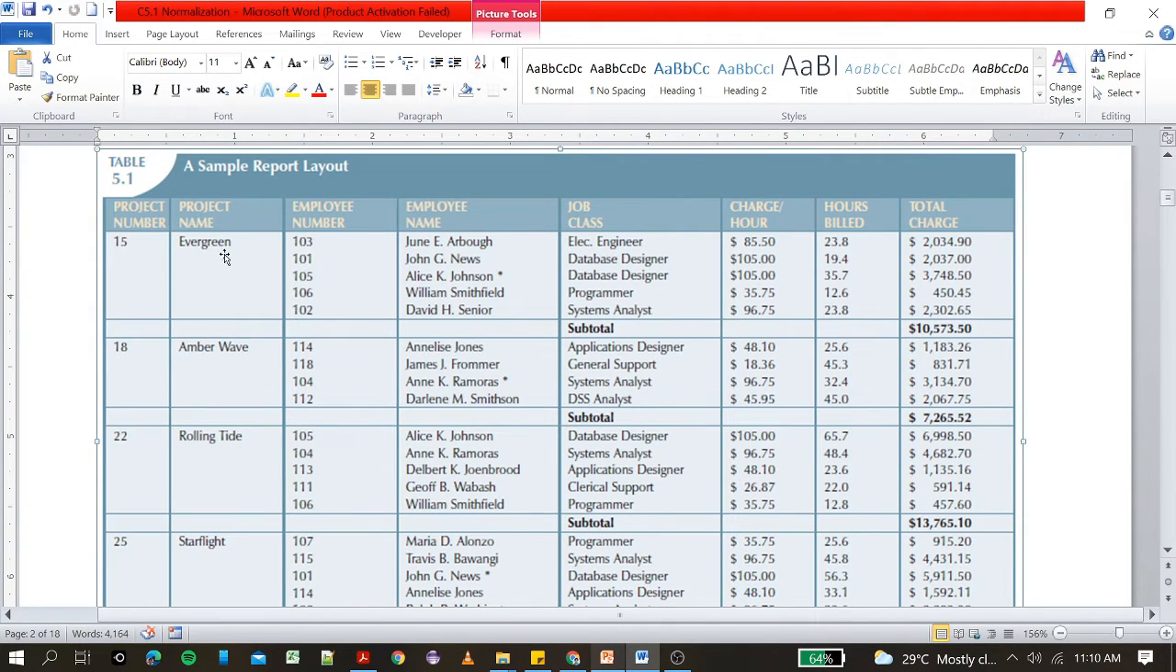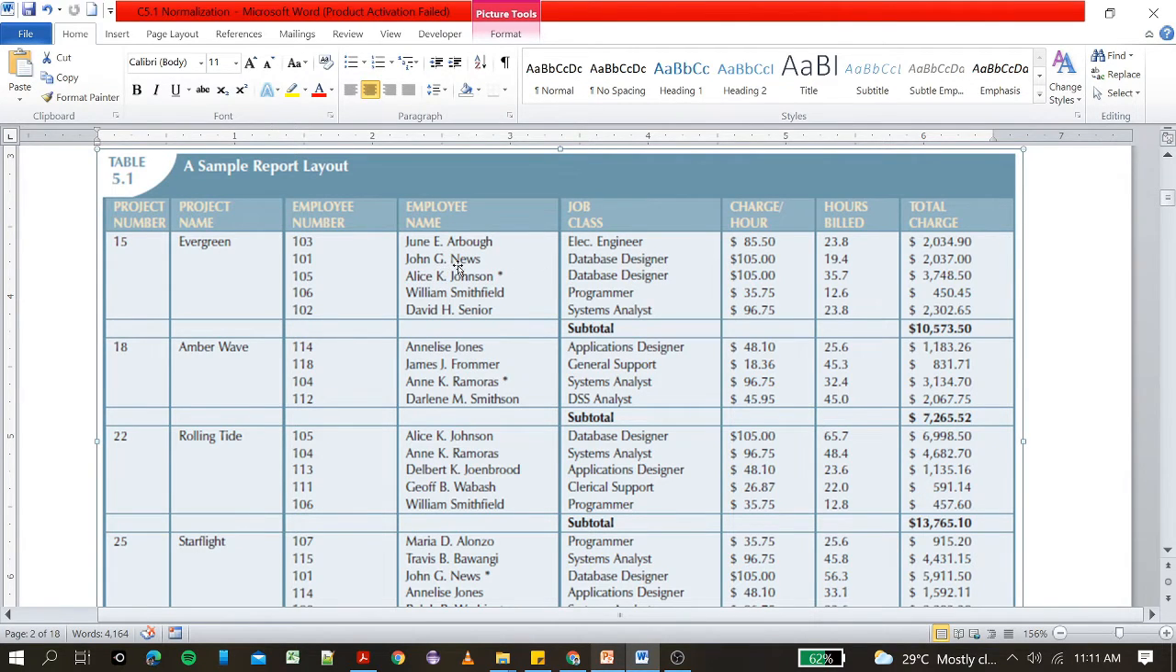So, sa isang project, kung mapapansin nyo, we have more than one employee. And so, dito sa Evergreen project, nakikita natin dito, we have 1, 2, 3, 4, 5 employees, and they have their own employee number. Those employees have their own job classes. And pagdating dito, nakikita natin na one or more employee can have a single job classification.